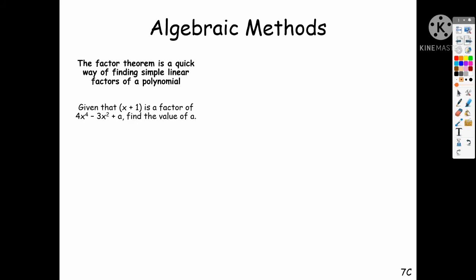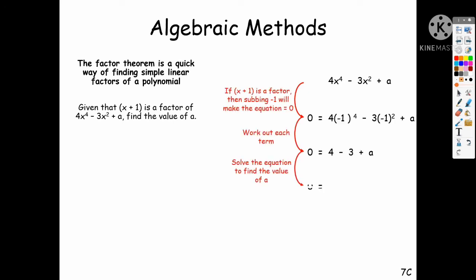So, given that x plus 1 is a factor of 4x to the 4 minus 3x squared plus a, find the value of a. So here, if x plus 1 is a factor, then subbing minus 1 will make the equation equal to 0. We can find each part of the term, so we get 4 minus 3 plus a equals 0, get 1 plus a equals 0, and then solving that linear equation to get a is equal to negative 1.